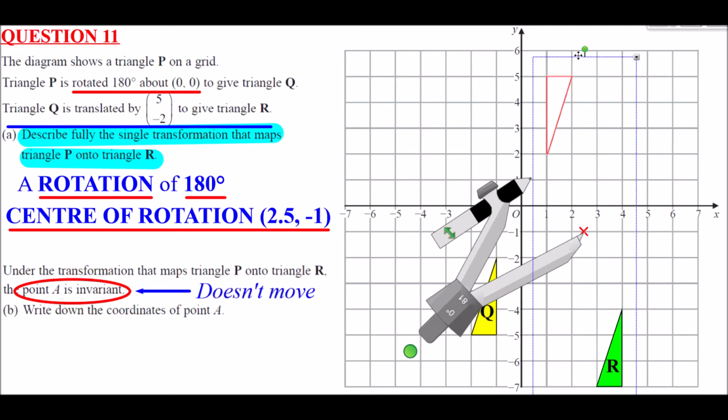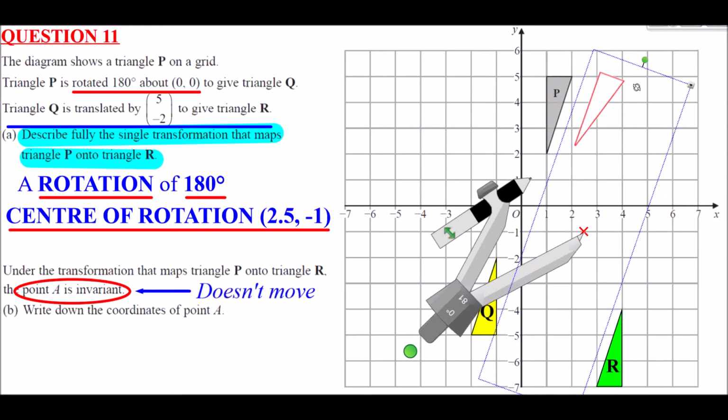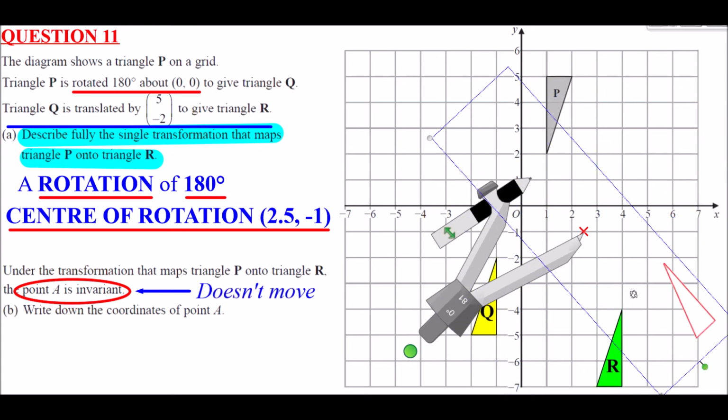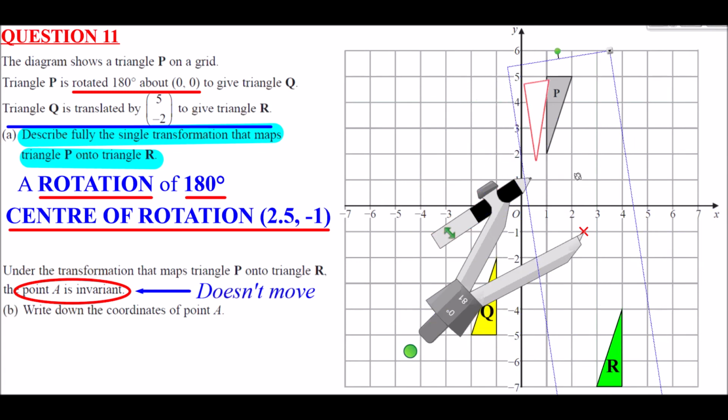So when we rotated this shape here, imagine the tracing paper as one whole entity. The whole tracing paper is moving. The triangle's moving, the top of the paper's moving, that end of the paper's moving, but only one point on this tracing paper isn't moving. And the point that doesn't move is the centre of rotation itself, because everything moves around that point, but not that point itself. So the invariant point is the centre of rotation from part A. This coordinate here is the invariant point. So A is (2.5, -1).